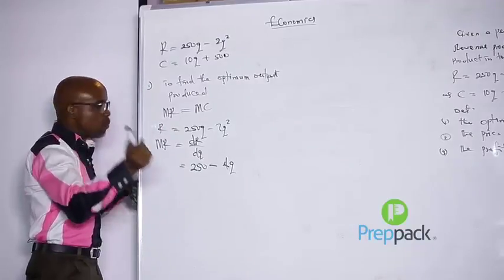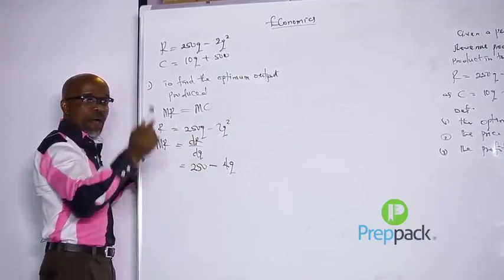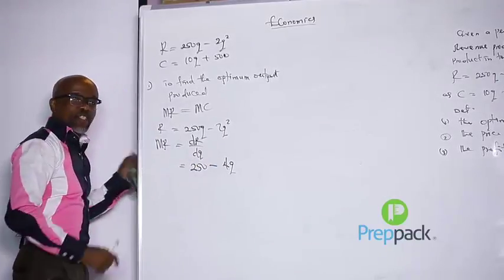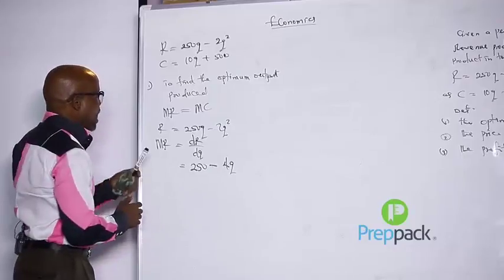Because that's the differentiation rule. Now, 2 times 2 is going to be 4. Minus 1 from power 2 remains power 1. That's why I'm having 4Q here. So my MR is 250 minus 4Q. Then I want to find my MC now.